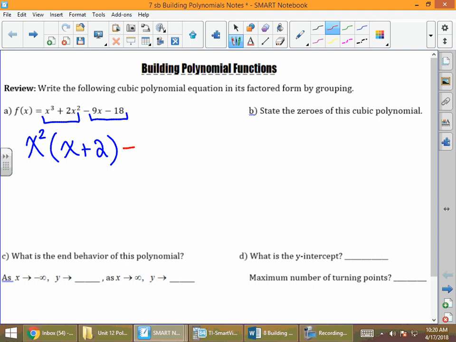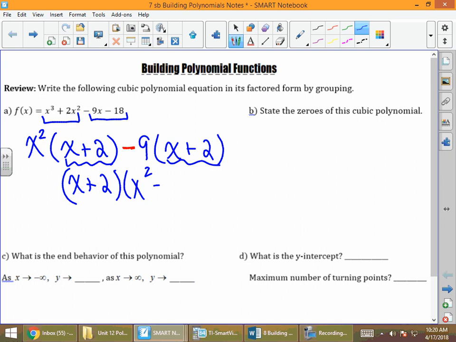Be careful here because there's a minus in front of that 9x. But our greatest common factor from that second group then is going to be minus 9 or negative 9. And negative 9x divided by negative 9 is x. Negative 18 divided by negative 9 is 2. And then what we have here is we've got an x plus 2 in both groups. And then we have an x squared minus 9.